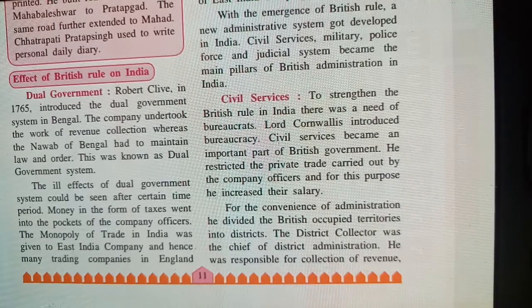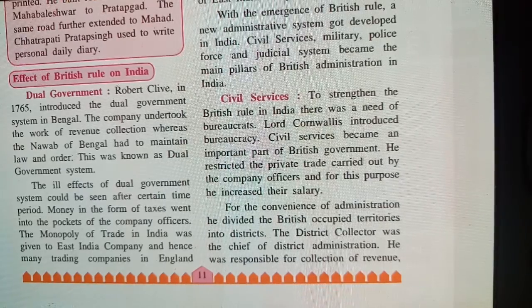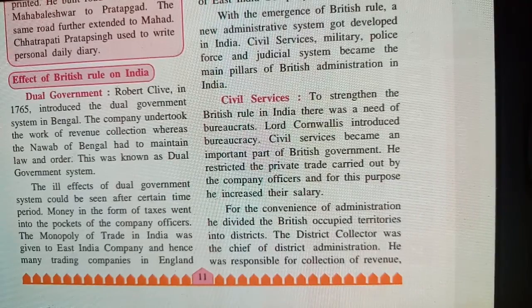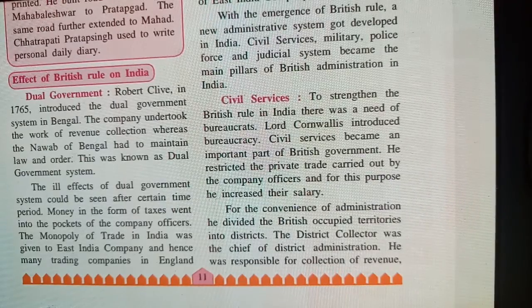The ill effects of the dual government system could be seen after a certain time period. Money in the form of taxes went into the pockets of company officers. The company officers were collecting taxes from the people who were there in Bengal, and the dual government meant that money went into the pockets of company officers.